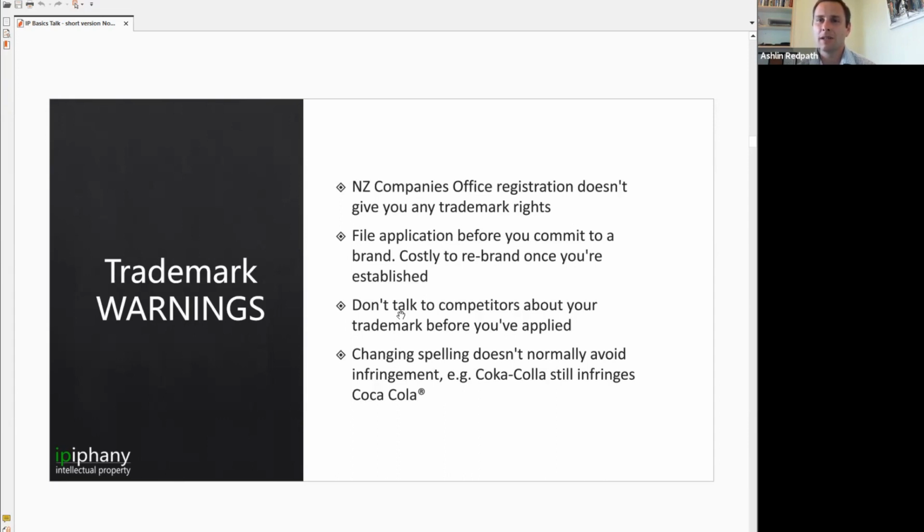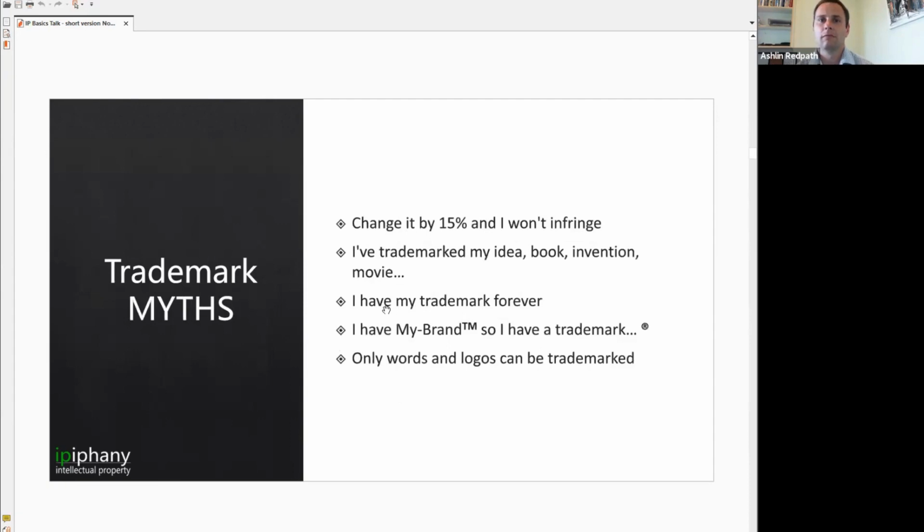Also, don't talk to competitors about your trademark before you've applied. It is rare, but you don't want them going and making that application before you. Changing the spelling of something doesn't avoid infringement. People hear brands as well as see them. You hear a brand on the radio, so just changing the spelling, if it's said the same, is not going to avoid infringement. And there's a few myths. There's a percentage myth, which is very common for all IP. There's this idea that if you change something by a particular percentage that you won't infringe, but there is no such rule at all.